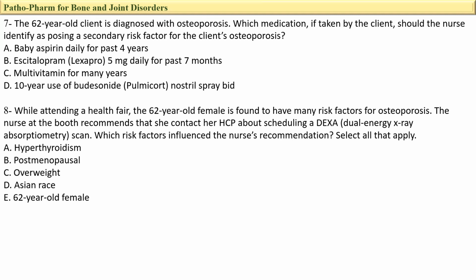Aspirin is cardioprotective and has not been identified to cause bone loss or osteoporosis. Escitalopram, which is Lexapro, an antidepressant, has not been identified to cause bone loss or osteoporosis. Same thing for calcium and vitamin D supplements, which are helpful to prevent bone loss.